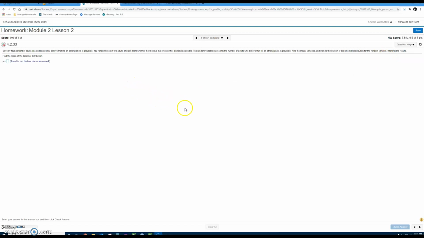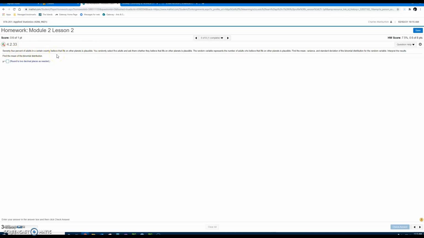So in this case, what makes this a binomial distribution is that a binomial distribution has only one of 2 possible outcomes. If I ask somebody, do you believe that life on another planet is plausible? They will answer yes or no. That's what makes this a binomial distribution, along with the fact that there is a corresponding probability of success. In this case, success is defined as someone believing that there is plausible life on other planets. It says that 74% of adults in a certain country believe that life on other planets is plausible. That's the probability of success.